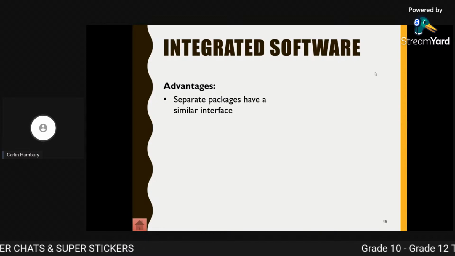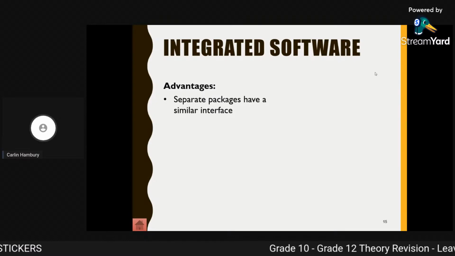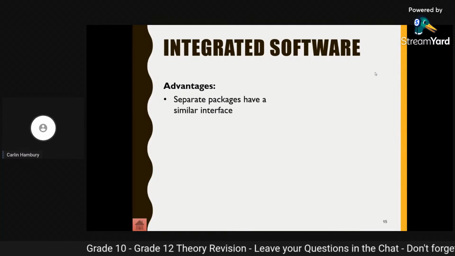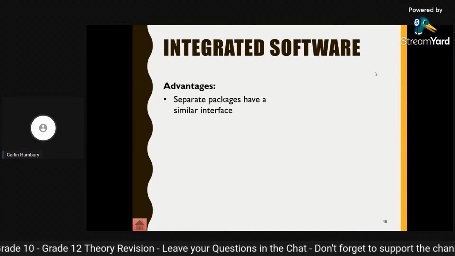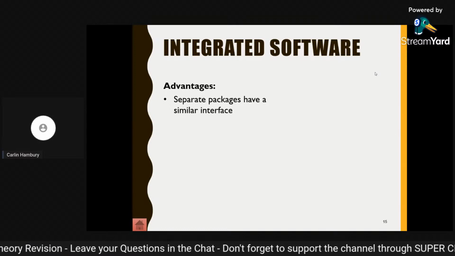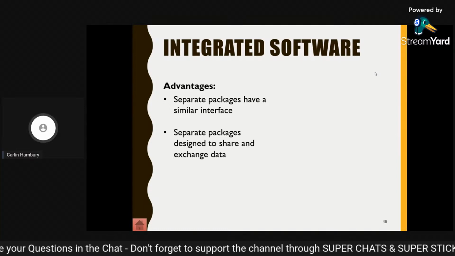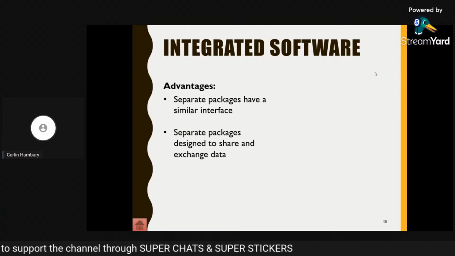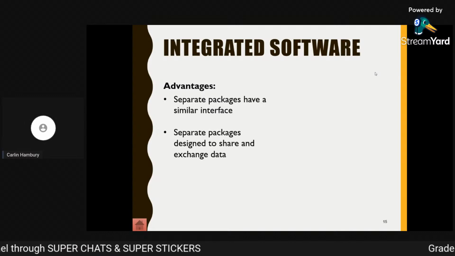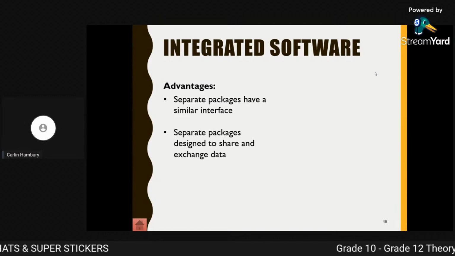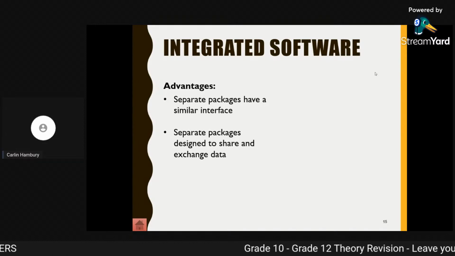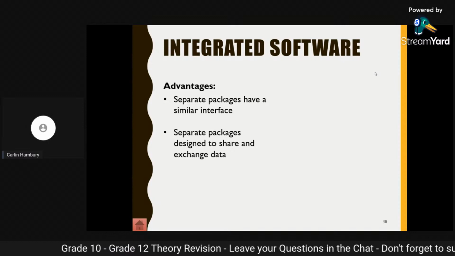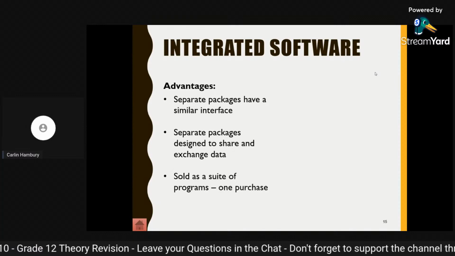And when you install that and you have a look at all of this, what do you find? Your ribbon at the top of Word, Excel, and PowerPoint, you find that they all look similar. And the idea is to help you actually navigate through these programs easier. Separate packages are designed to share and exchange data. So even though you have Word, Excel, PowerPoint, and Access as separate pieces of software, they are designed to share and exchange data between one another. This is why you can import a file into Word. You can import a spreadsheet file into Microsoft Access. Okay, it allows for that.